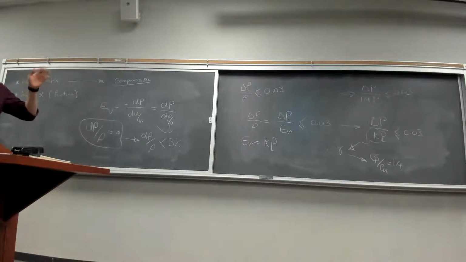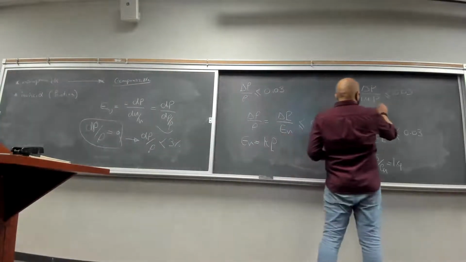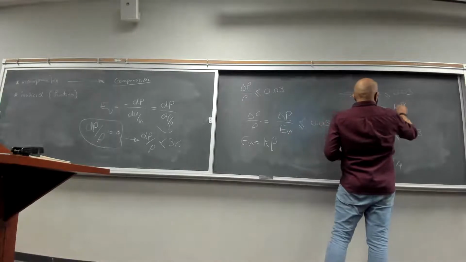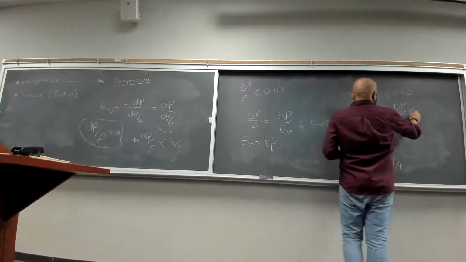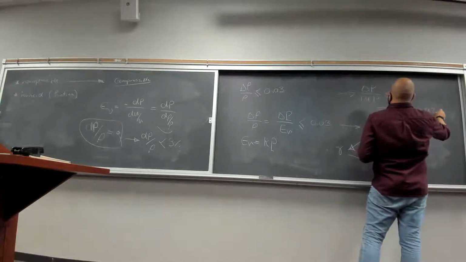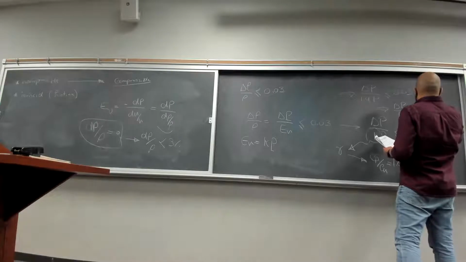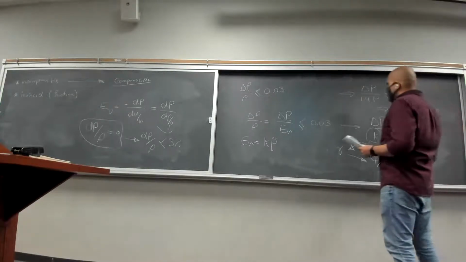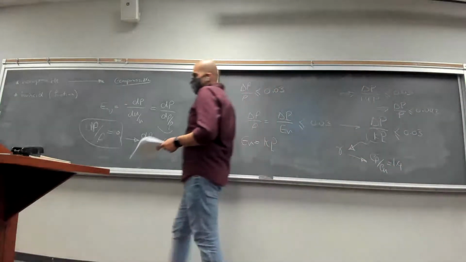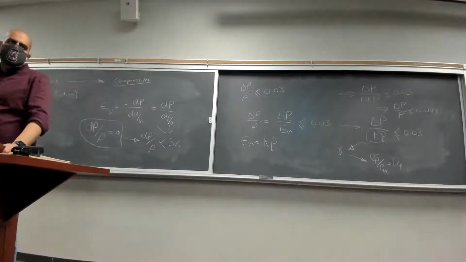We can move the 1.4 to the other side and get delta P divided by P smaller than 0.042, right? Okay. How can we relate delta P to velocity?